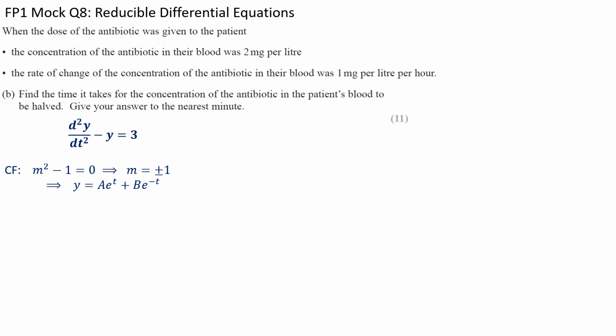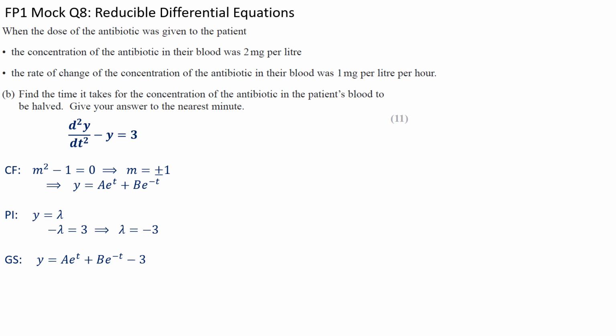This one's got a constant on the right hand side. So we're going to need to make a trial function like y equals lambda. And because the derivative of a constant is 0, and therefore the second derivative is also 0, this makes for quite a simple equation. If we try substituting this in, we'll find that the only value of lambda that works is negative 3. So we're going to add the complementary function and the particular integral together, and this will give us our general solution.